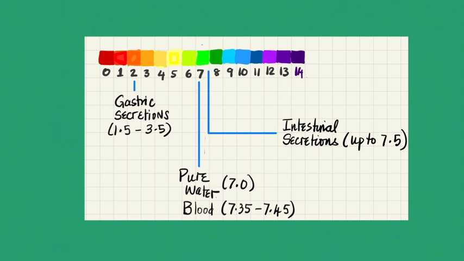The pH in the rest of the body fluids tends to be slightly basic. For example, blood has a pH range of 7.35 to 7.45, and intestinal secretions have a pH of up to 7.5. So let's take a look at what makes a solution an acid.